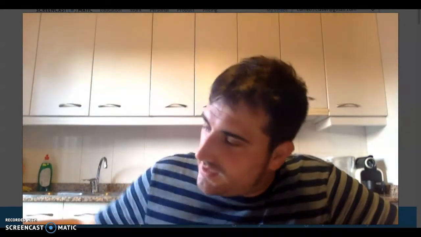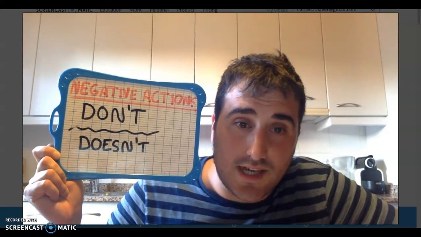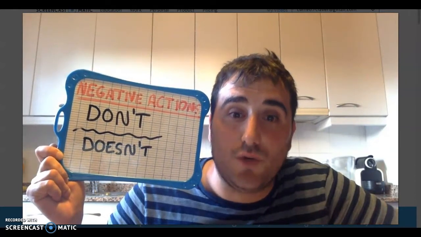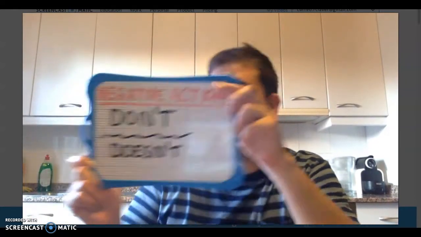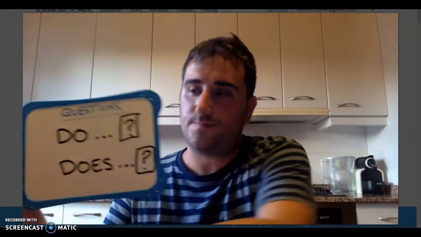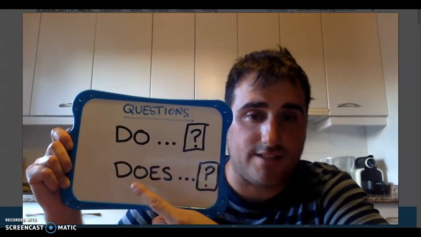How can we make questions using the present simple? I'm going to show you two new words. Yesterday, to make negative actions, we worked with don't and doesn't. Today, we are going to work with the affirmative words of these two. You wanna know what they are? Sure. These are the words we are looking for to work with questions. We're going to use do or does.